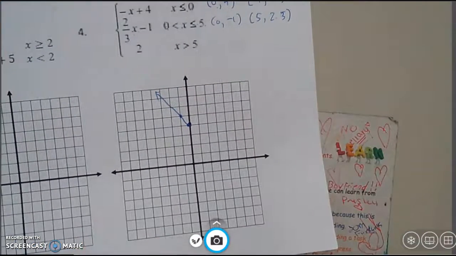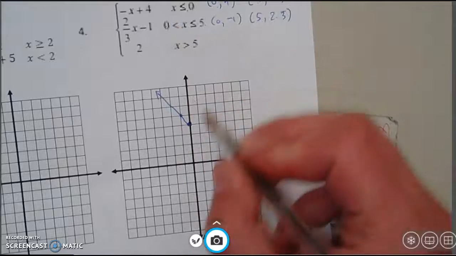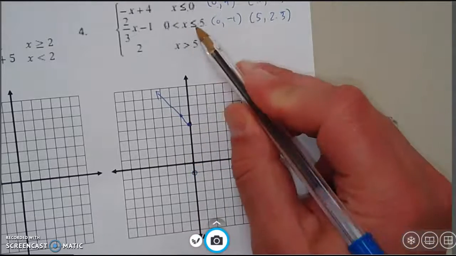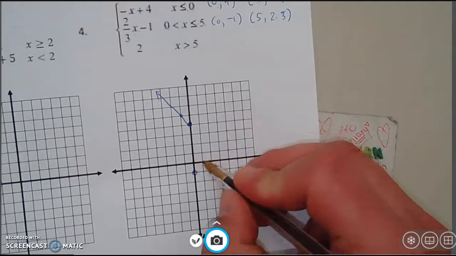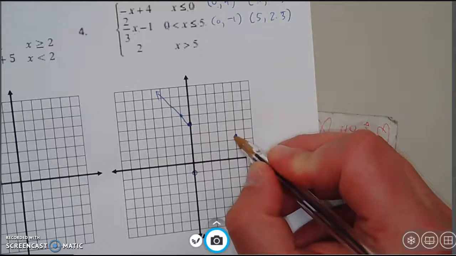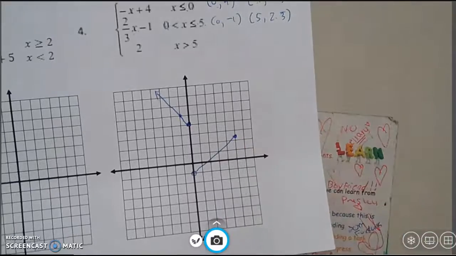Now I can plot those. My 0 should be open. So (0, -1), open circle. My 5 should be closed. So 5 and 2.3. 1, 2, 3, 4, 5, and up 2.3. It's going to be about here. Okay, connect them. Looking good.